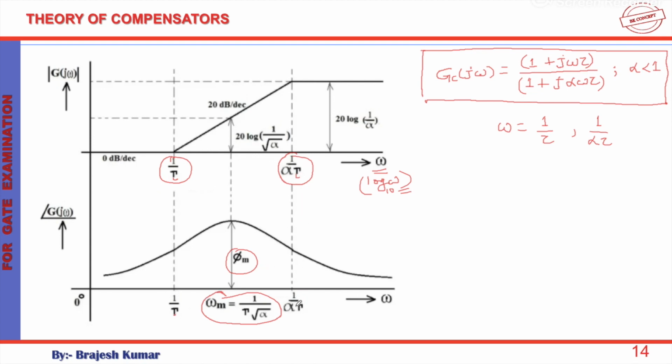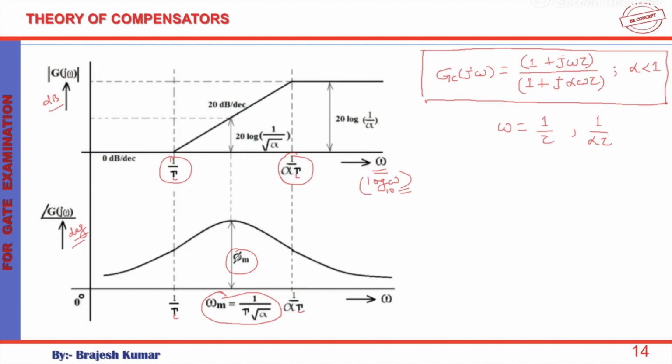This is aligned with the Bode magnitude plot. So this is alpha tau, this is 1 upon tau, and once again it is in log omega. We have taken here just the magnitude in decibels. Clear? And this is the angle in degrees. You know that. Okay. So we want to find the value of frequency at which the phase achieves its maximum value.